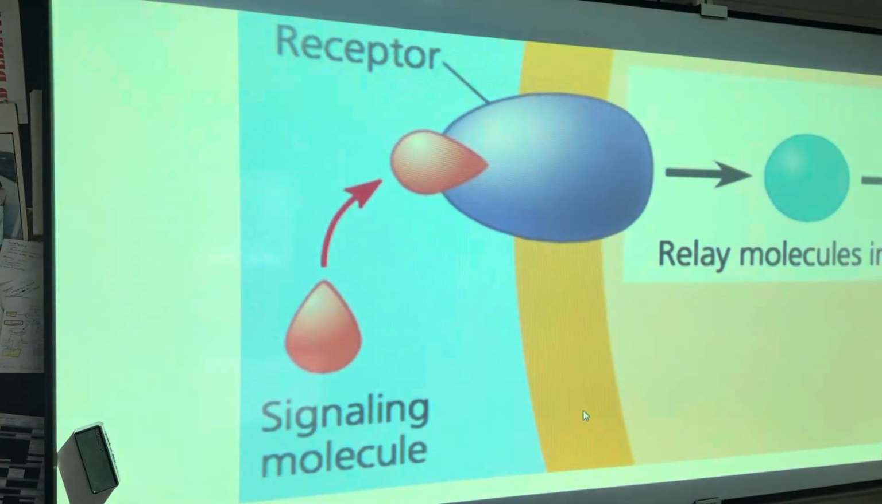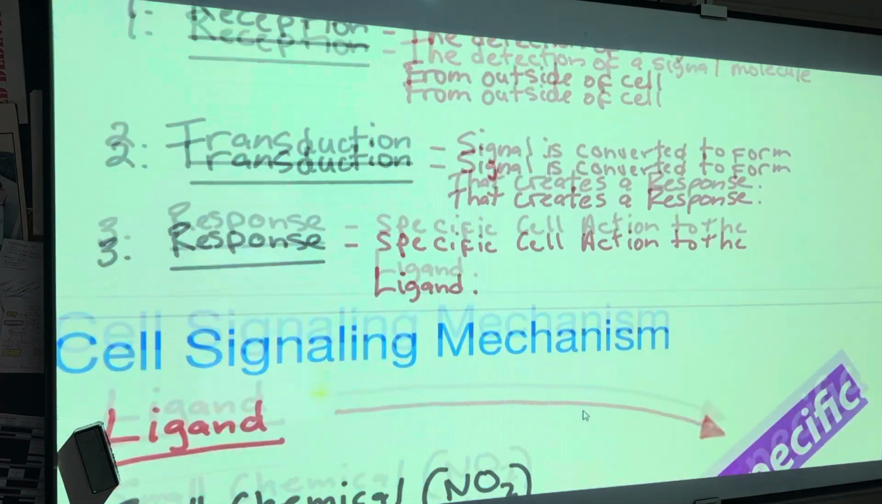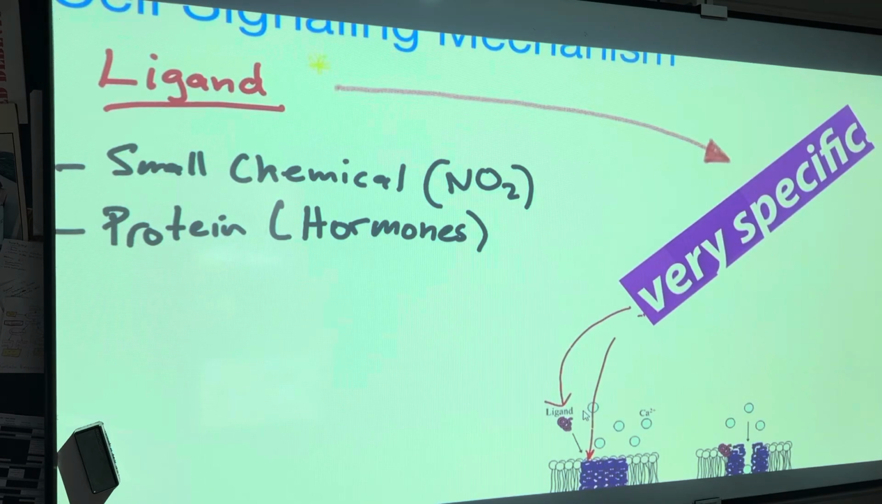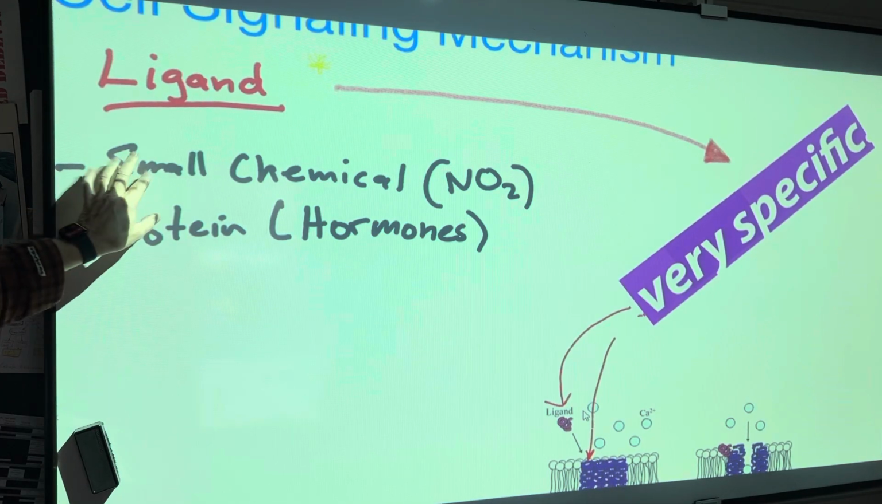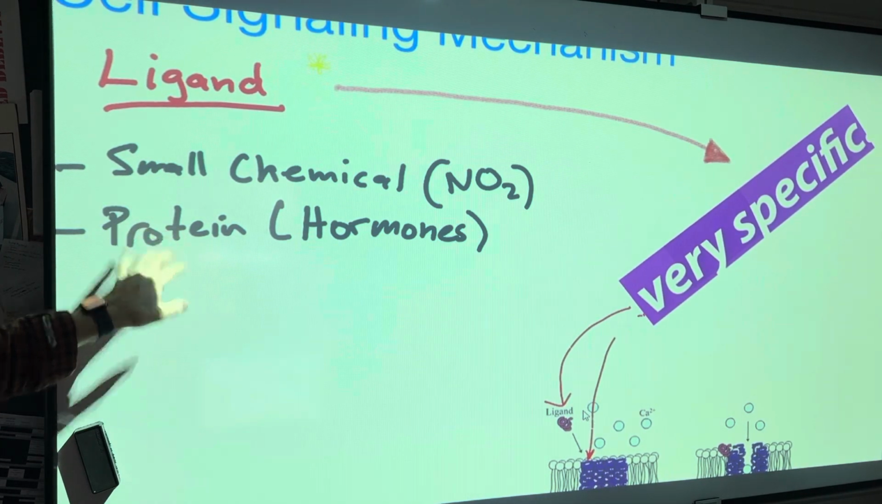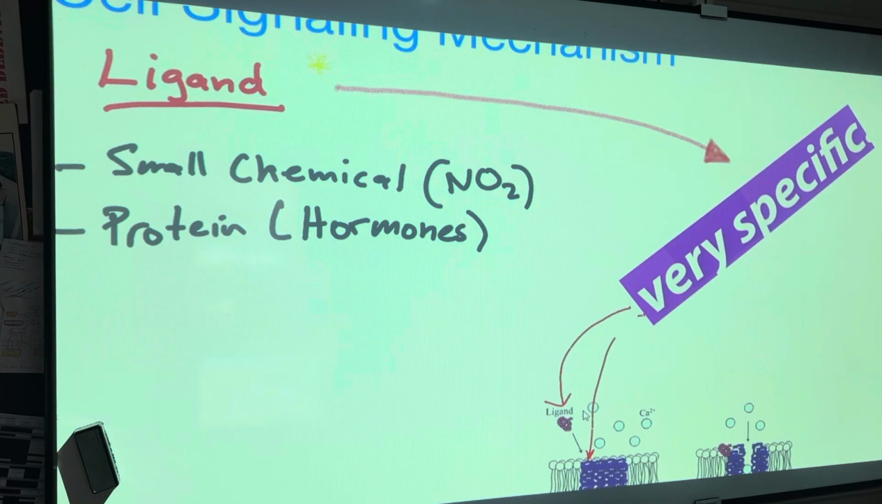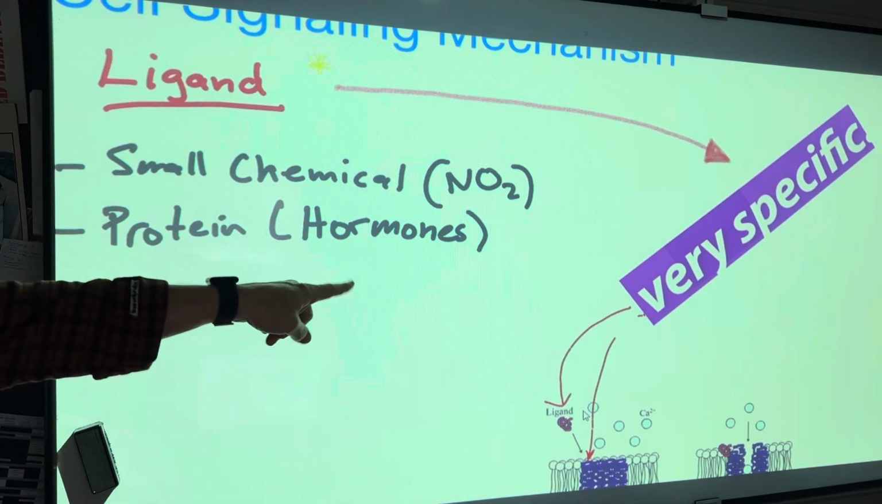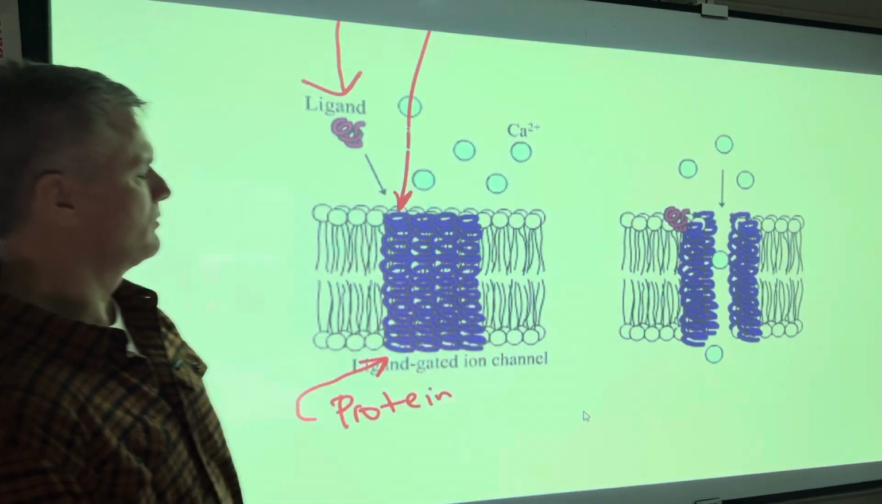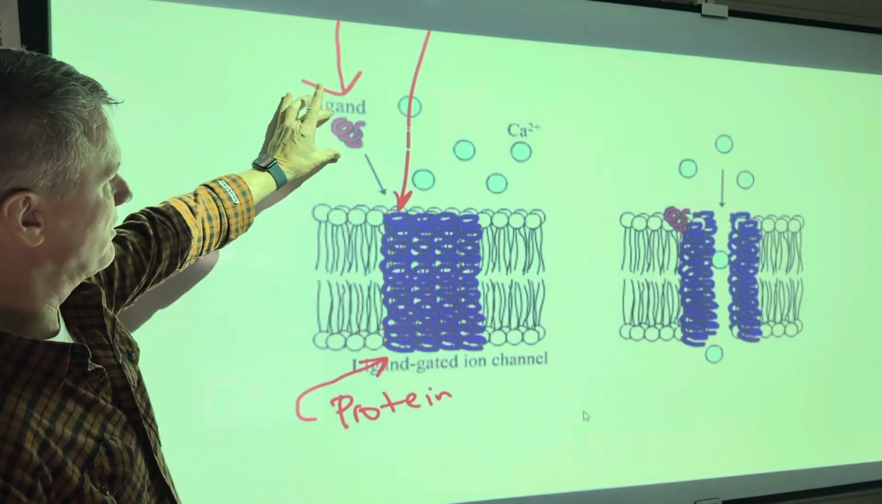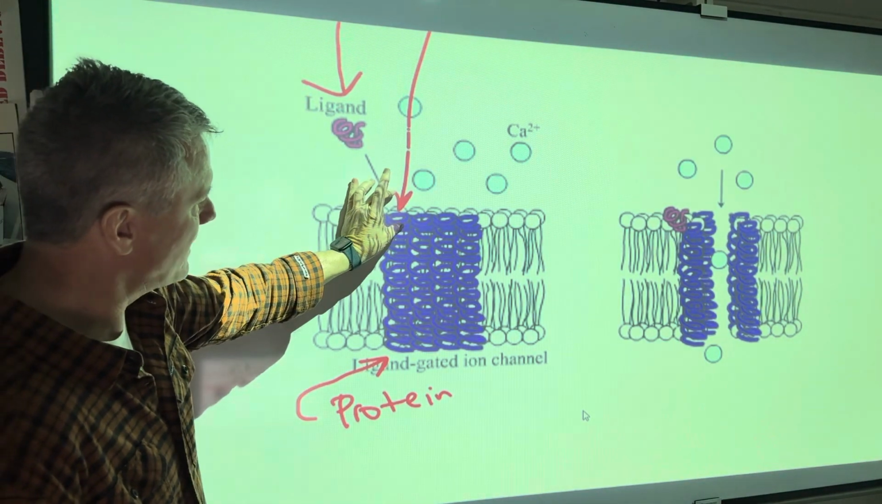Now, ligands are mostly hormones or proteins, things of that nature, but they can be ions, like calcium. I'm going to show you calcium here, but generally they're just small chemicals, and normally they're proteins, but sometimes they could be charged ions. And again, very specific. If you look at this example, you have this transmembrane protein that goes all the way through the cell membrane, and then you have your ligand, your small molecule that's going to fit inside here.